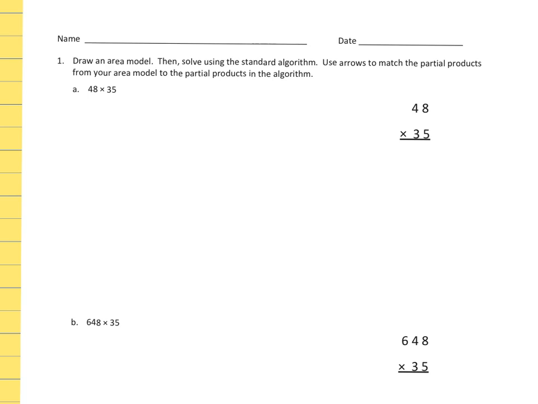So just like what you're doing in the concept development and your last lesson that we did together, we're going to be drawing an area model. That's one thing. We're going to solve using the standard algorithm. That's another one. And we're going to be using arrows to show that we're matching our partial products from our picture to the standard algorithm. So let's get started. We got 48 multiplied by 35.